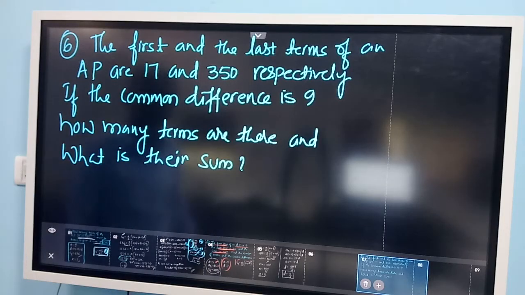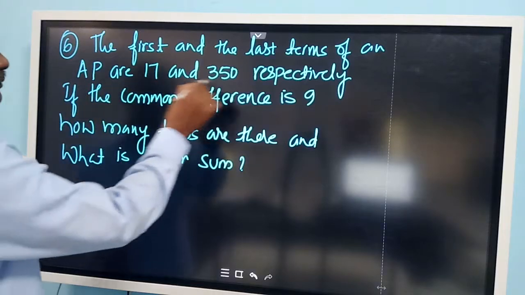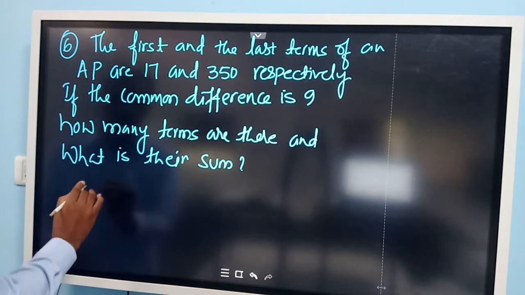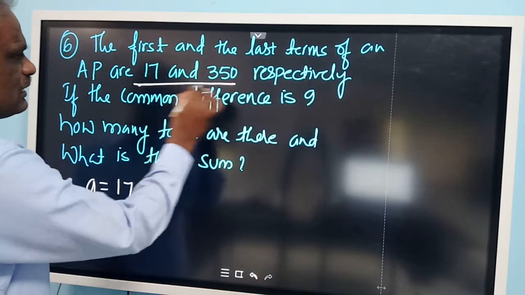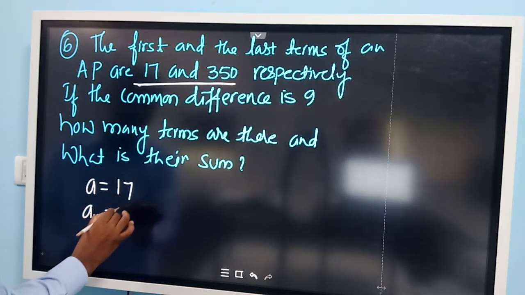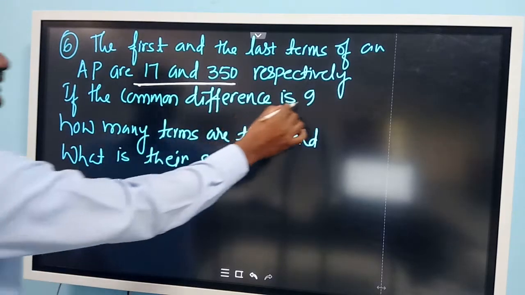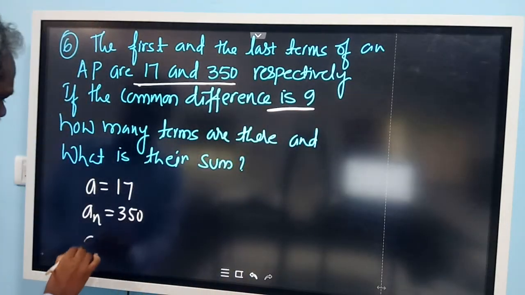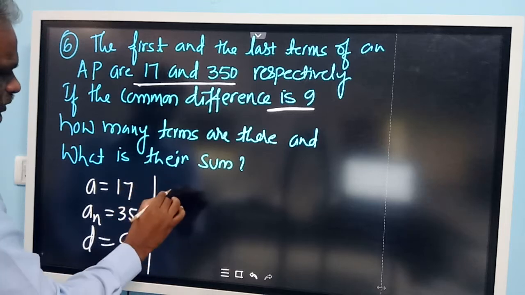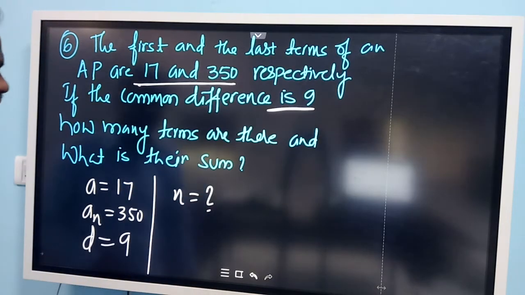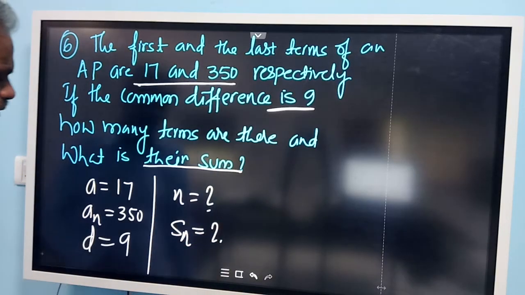Question number 6 now. The first and last terms of an arithmetic progression are given. The first term, you know a, is 17. The last term, the nth term an, is equal to 350. We got the first term and last term. The common difference d is equal to 9. Now how many terms are there? That means you have to calculate the value of n. Then what is their sum? That means Sn also you have to calculate.